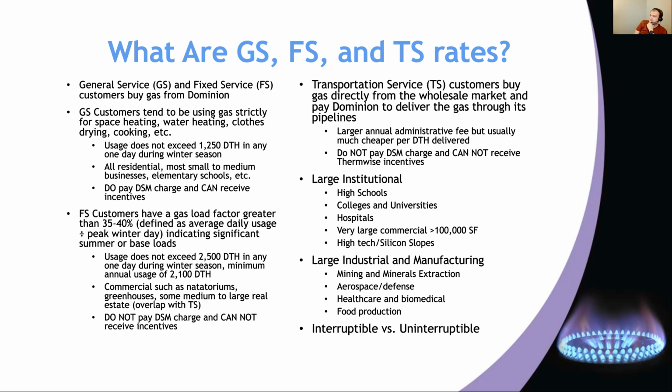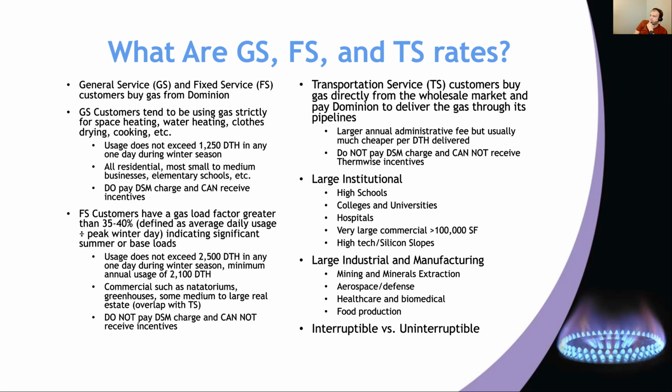And it should be one of the first things you look for on a customer's natural gas bill, especially from Dominion. If they buy their gas from Dominion, it will say it on the bill very prominently. GS, FS, or TS. And if you agree, by the way, that the majority of the gas users that come across the IAC at this point tend to fall in that TS rate.